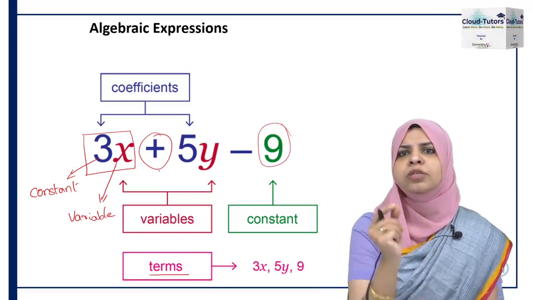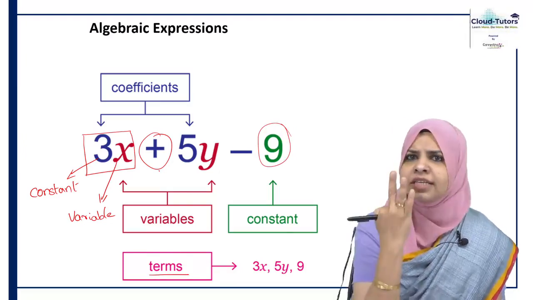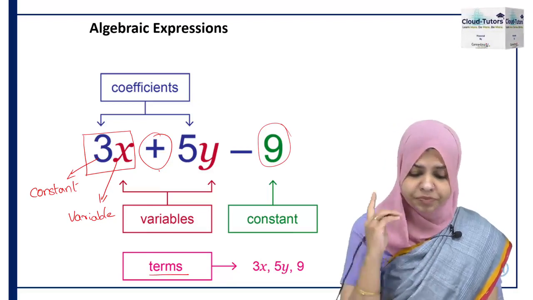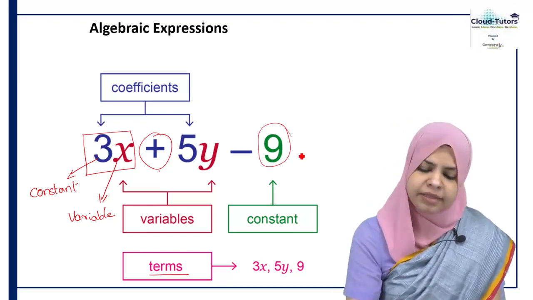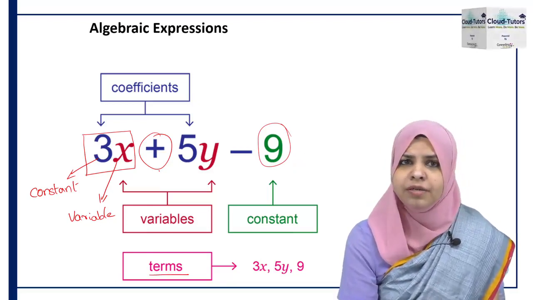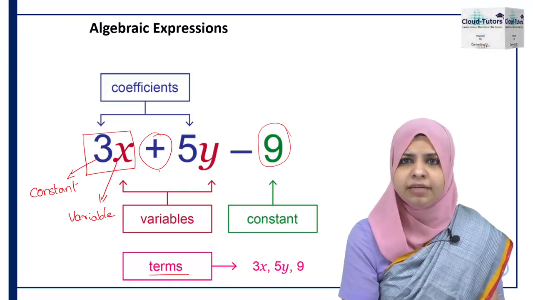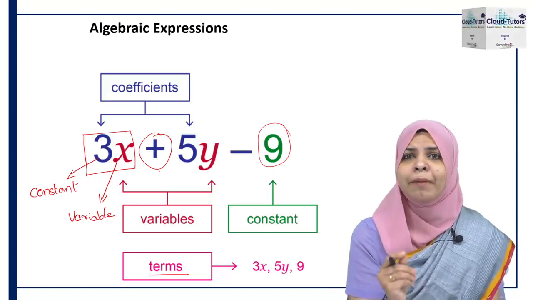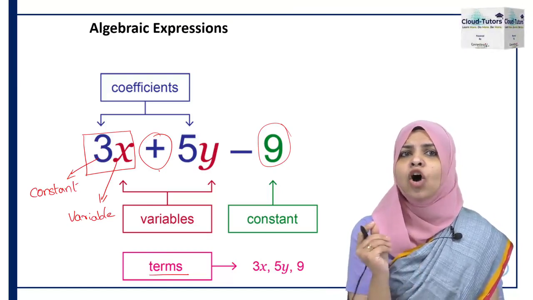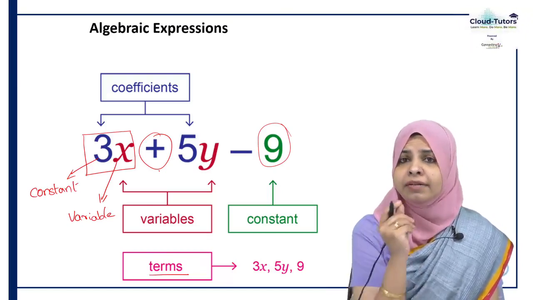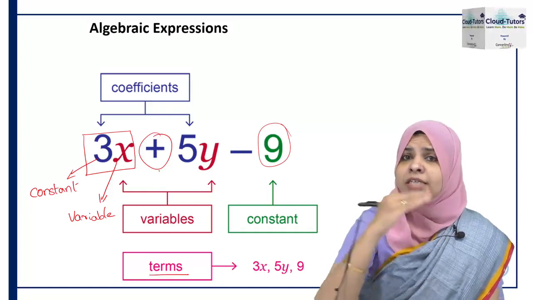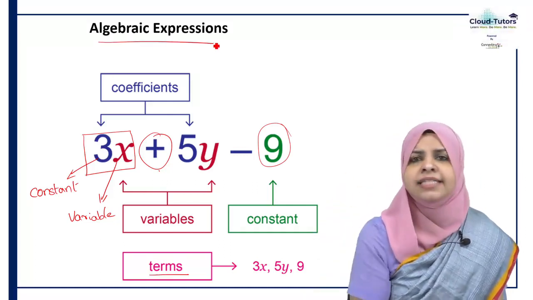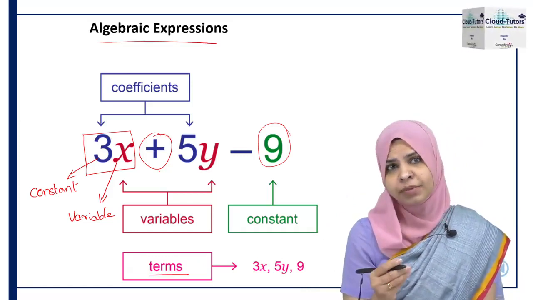Term, one term, two terms, three terms. So how many terms are there? You can see there are 3 terms in this particular expression. Now, we have an expression wherein we have 3 terms, and each term is separated by a mathematical operator. And these terms separated by mathematical operators are called an algebraic expression.